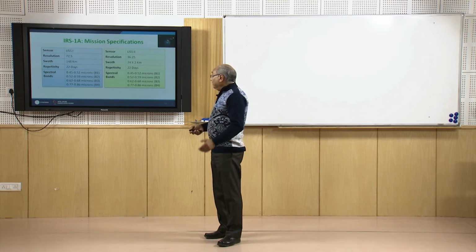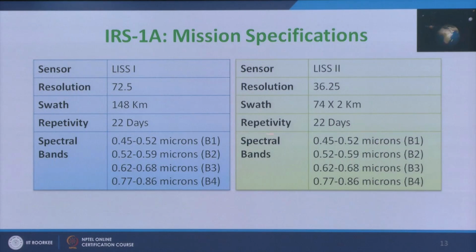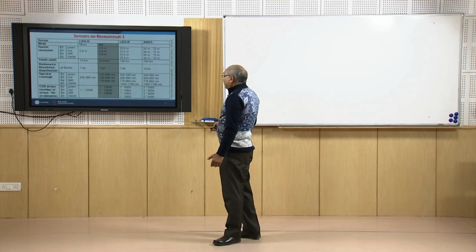So the repeativity can also get affected, but here because it remained almost the same, and the number of bands, it has the same identical bands between Landsat 1 and 2.